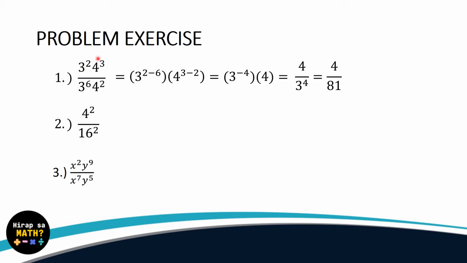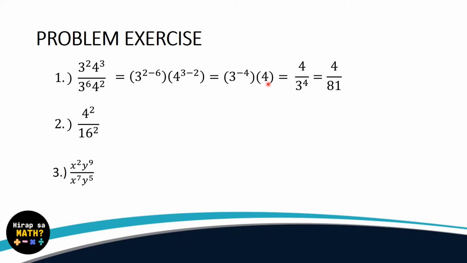Next, since hiniwalay natin, so times 4 times 3 minus 2. So, 3 minus yung sa baba. So, 2 minus 6, that's negative 4. So, that's 3 raised to negative 4. And then, ito naman na 4, 3 minus 2, that's 1. Again, as mentioned kanina, hindi na kailangan isulat ang 1 kasi understood na yon. So, magiging simply 4. So, 3 to the negative 4 times 4.